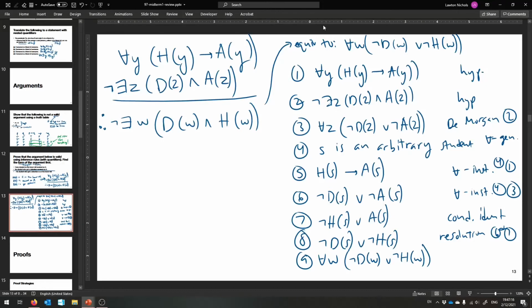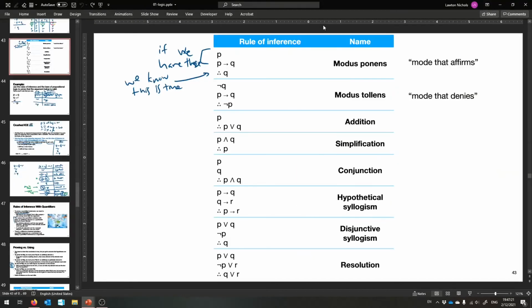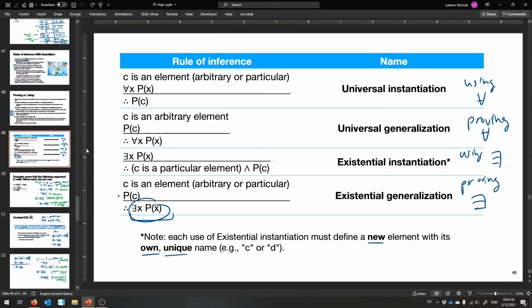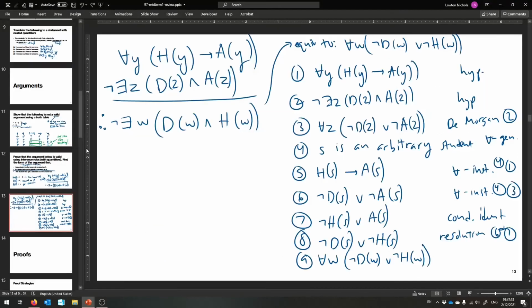And this is achieved from this, and S is an arbitrary student. And we're using this rule, the one that gives us the proof of a for all. We're using universal generalization, and we're using it on 4 and 8. And now finally we have this because of De Morgan's law. Okay? So I guess we'll go over here.